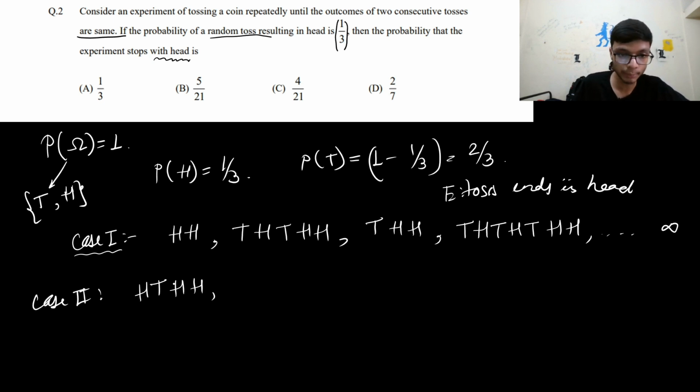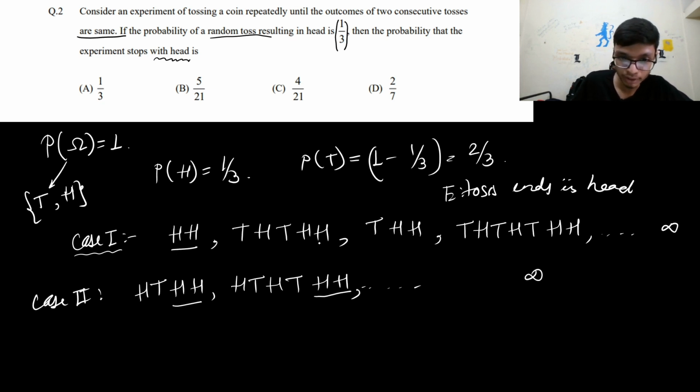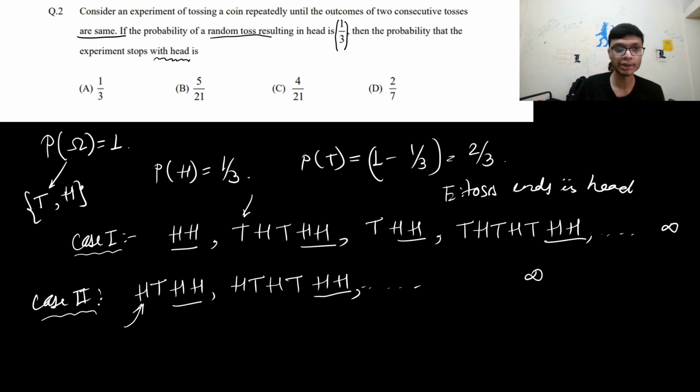So that's also another possibility of this experiment when it ends with head. Also it can be like head, then you get tail, then you get head, then you get tail, and then you get head and head. So this is how you continue this experiment unless and until you end with two heads on consecutive throws. So these can be the two possibilities: the first when it starts with tail, or when it starts with head and then tail and then head and head. These are the two cases of this event, when this toss ends in a head.